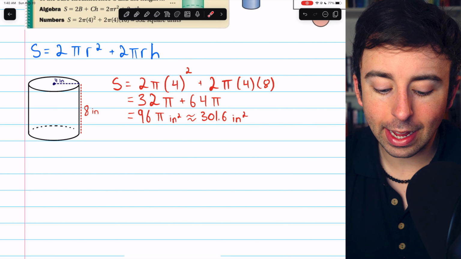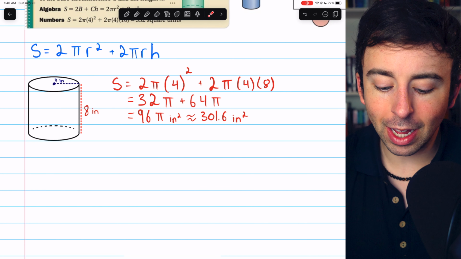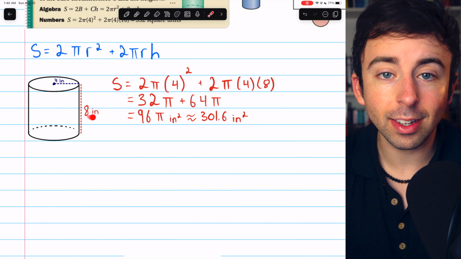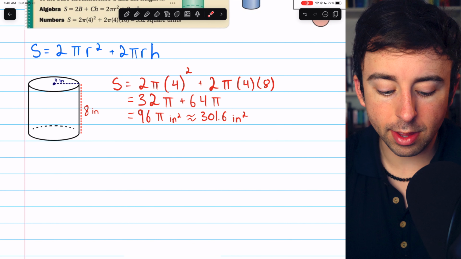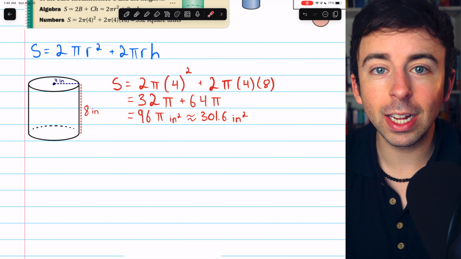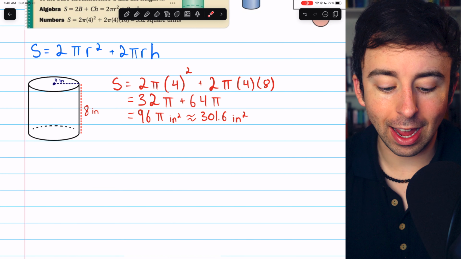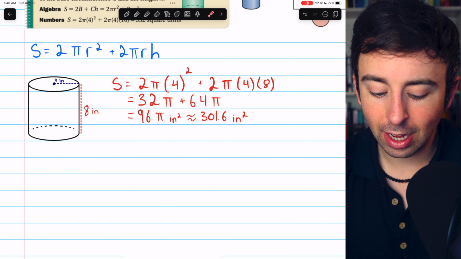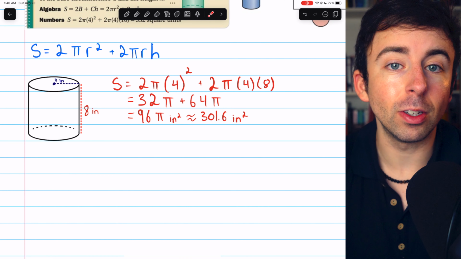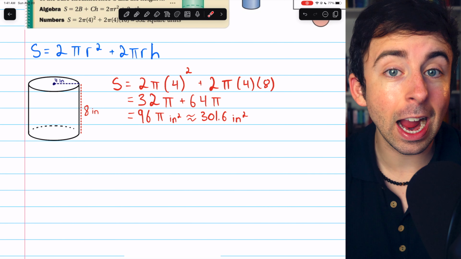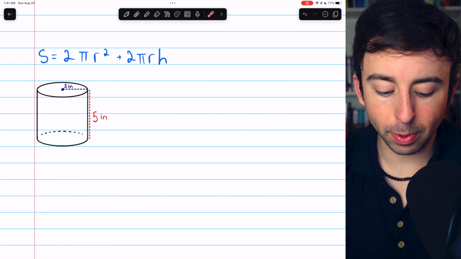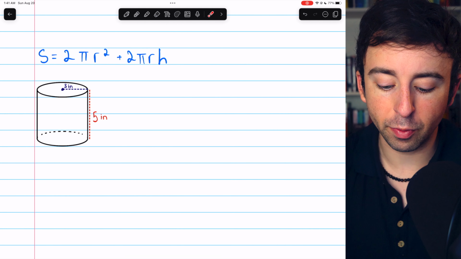And that's how you find the surface area of a cylinder. Just do 2 pi times the radius squared plus 2 pi times the radius times the height. Whatever unit the radius and the height are being measured in, your final answer should be in that unit squared. In this case, the radius and height were in inches, so our final answer is in inches squared, since this is an area measurement.